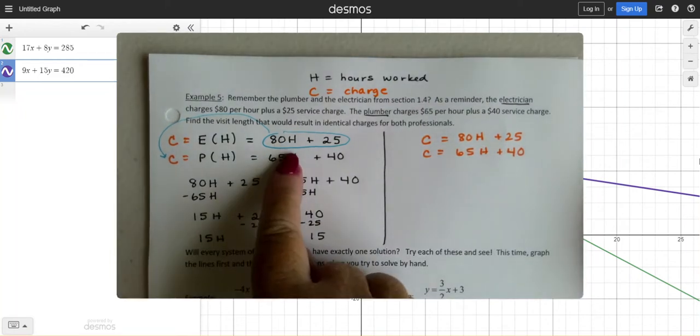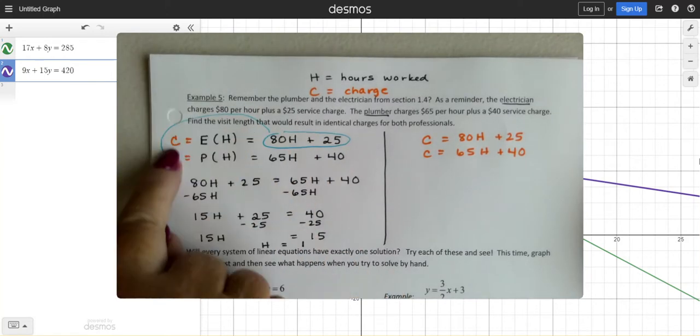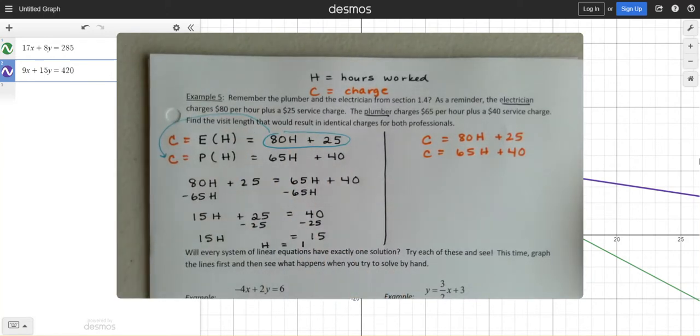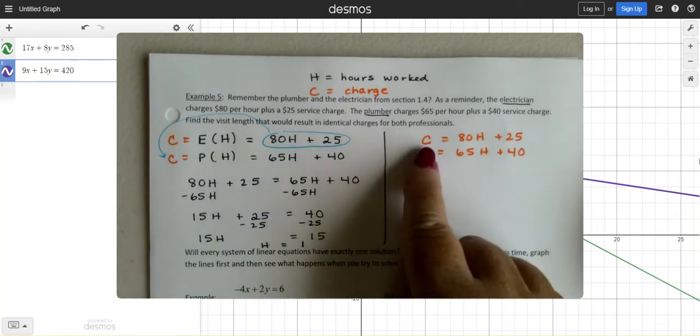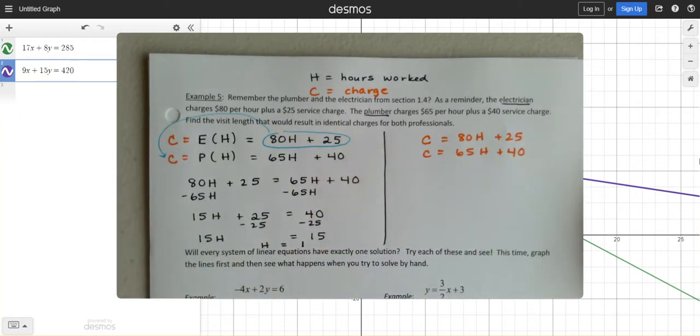This time I used a substitution method, right? I just took this and substituted in for the C in the other equation. Could you have solved this with an elimination method? You really could have, right? It wouldn't be very difficult to eliminate the C. All I'd have to do is multiply one of the equations by -1.